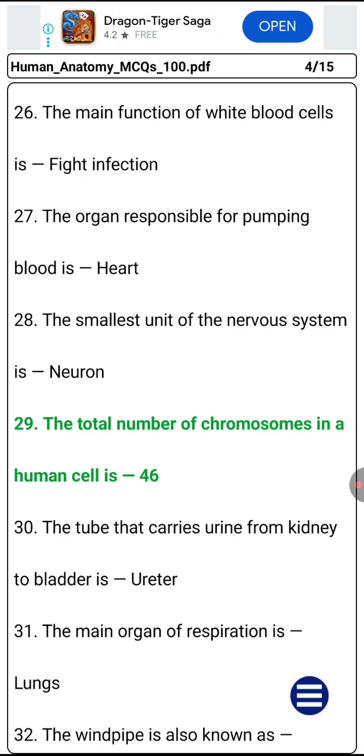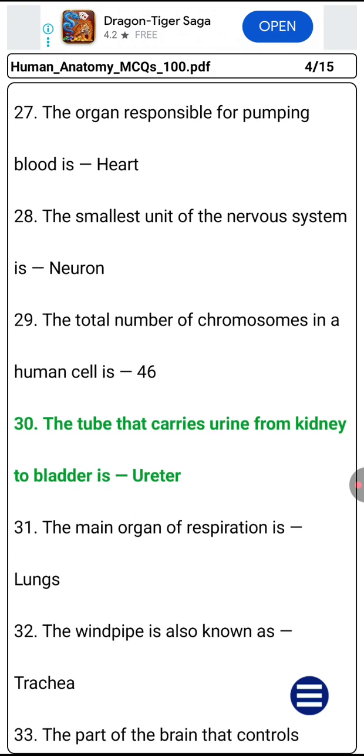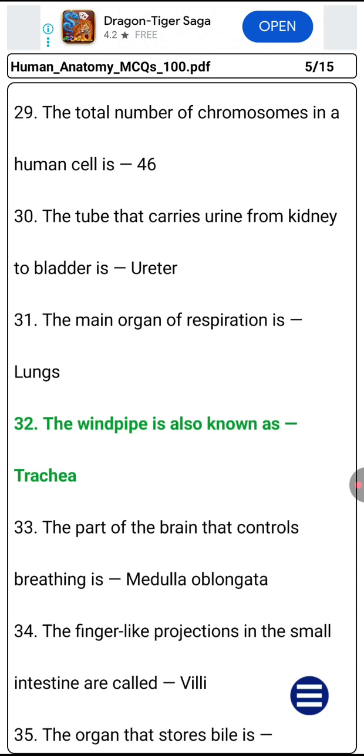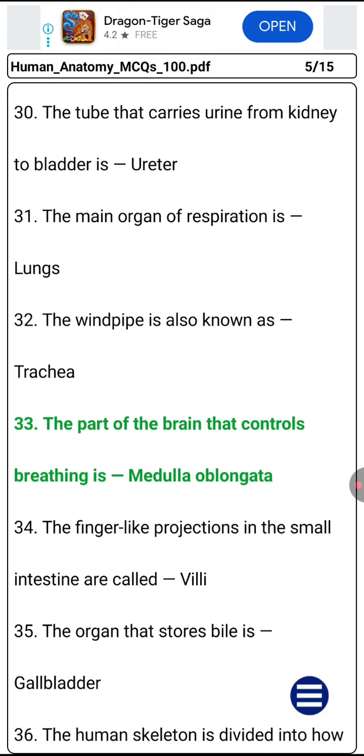29. The total number of chromosomes in a human cell is 46. 30. The tube that carries urine from kidney to bladder is ureter. 31. The main organ of respiration is lungs. 32. The windpipe is also known as trachea. 33. The part of the brain that controls breathing is medulla oblongata.